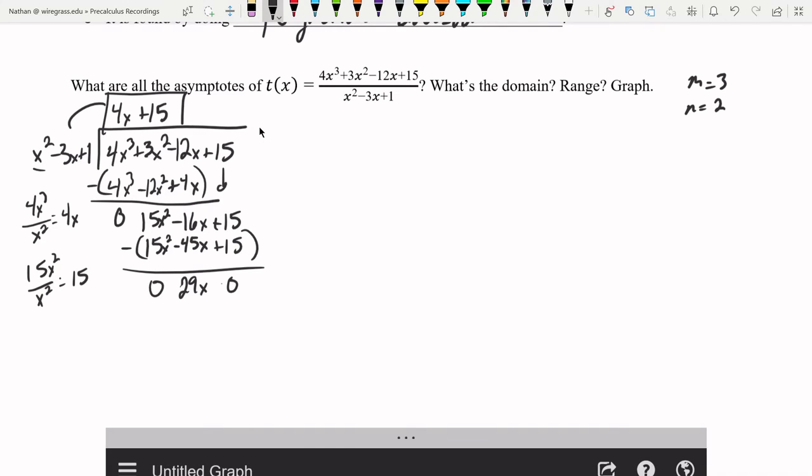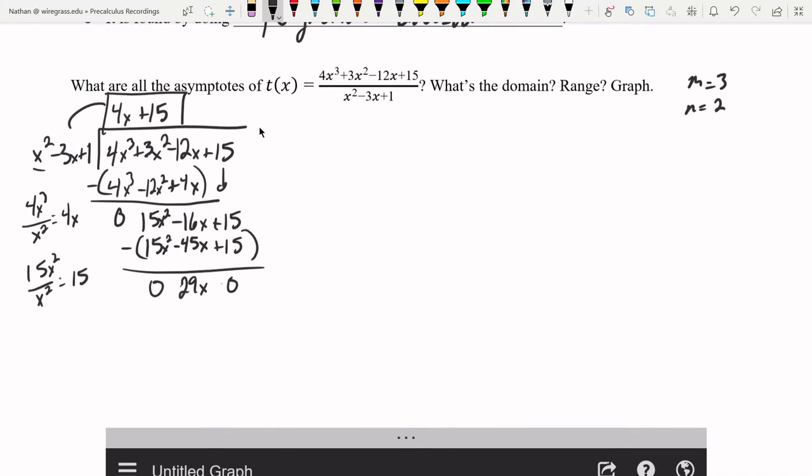That means the function will get closer and closer to this line. Of course, it's a linear function. This is an increasing linear function since it's positive 4 for the slope. The rational function is going to get closer and closer to that linear function as x goes to positive infinity and as x goes to negative infinity.